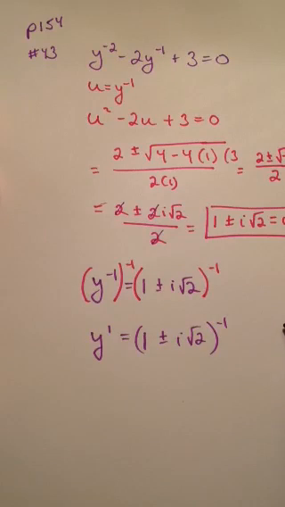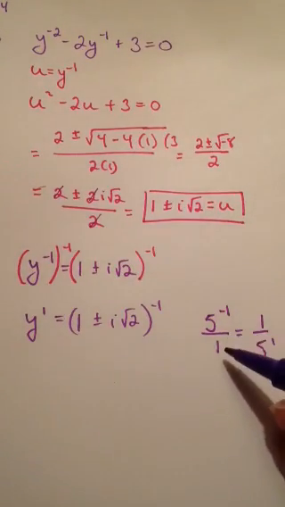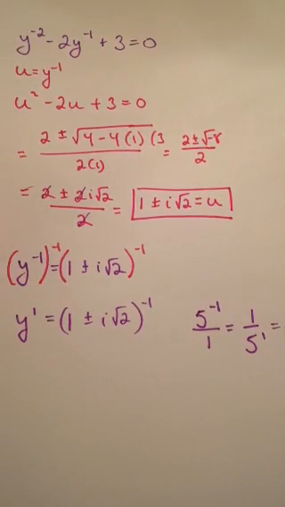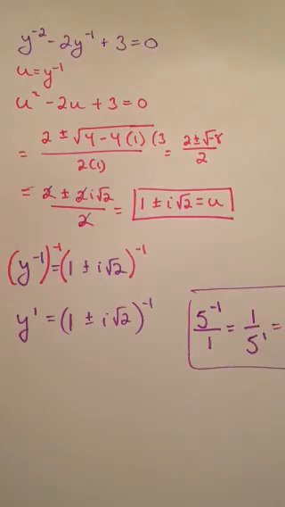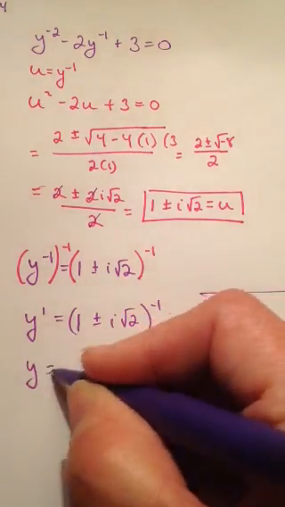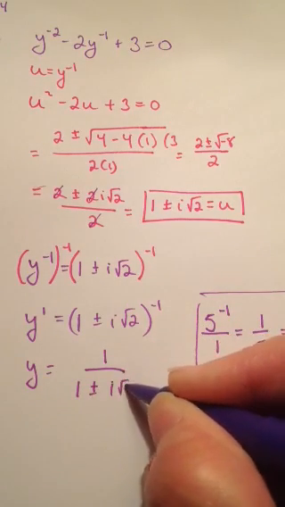So if you recall your rules with exponents, if I have, let's say, 5 to the negative 1 power, remember I told you make that into a fraction and then move it down and make it positive. So this just moves down. Oops, sorry, lost my paper there. So if I have 5 to the negative 1, that becomes 1 over 5 to the first power, or just 1 over 5. So if you remember that rule, we're just going to apply the same rule over here. So y is going to be 1 over 1 plus or minus i root 2.